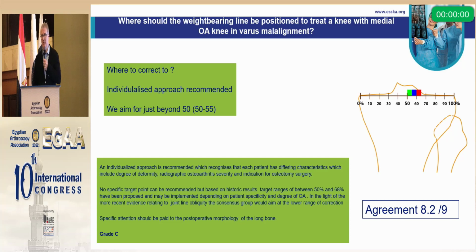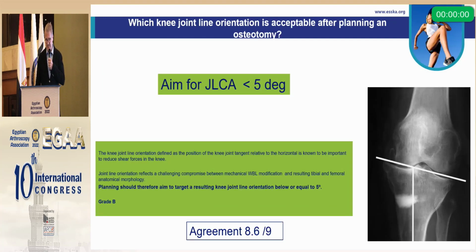This is a brilliant paper from Andreas Imhoff, and we do have this individualized approach. In our unit now, we only just overcorrect, 50 to 55%. That's what we aim for. And in a very varus knee, if they're slightly undercorrected, we don't see that as a failure. We want to avoid joint line obliquity.